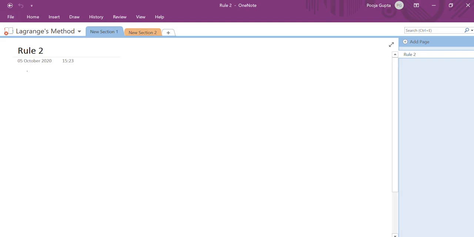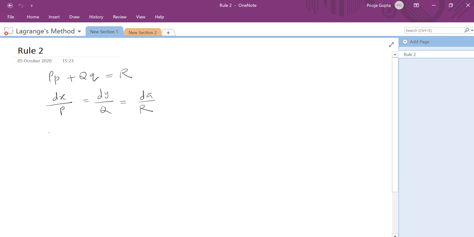Let's see the second case of Lagrange's method to solve the Lagrange linear equation. We know that the Lagrange linear equation is of the form Pp + Qq = R, and its auxiliary equation is given by dx/P = dy/Q = dz/R.